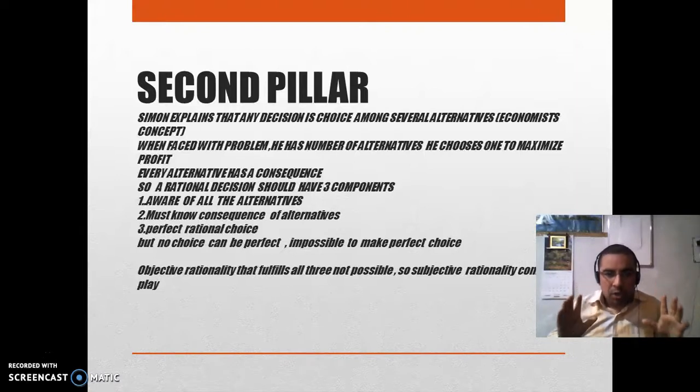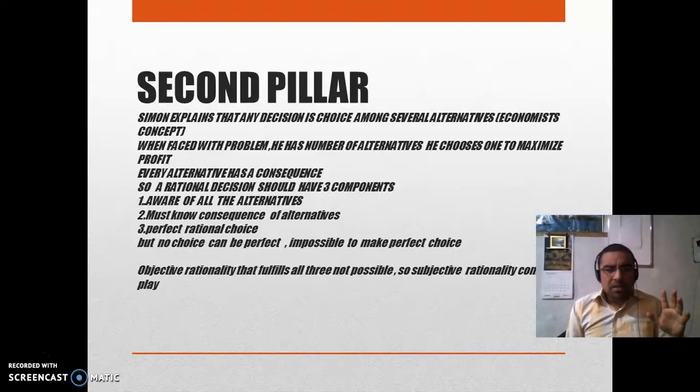You must be aware of all the alternatives. You must know the consequences of the alternatives. There must be a perfect choice. But the big question is, no perfect choice is possible. It is impossible to make a perfect choice.